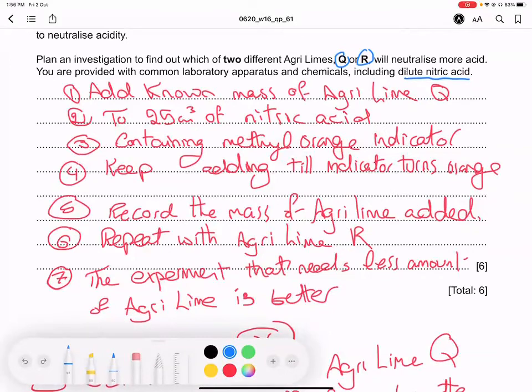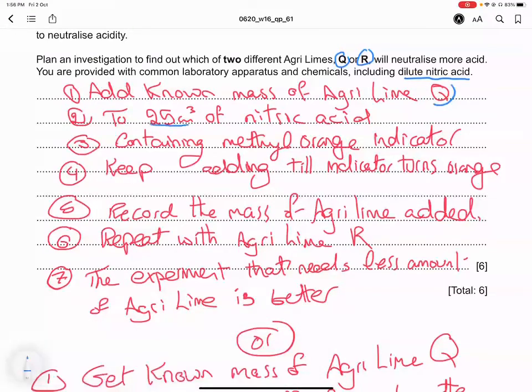Add a known mass of agri-lime Q to 25 centimeter cube of nitric acid. So he got a beaker with 25 centimeter cube of nitric acid, and he started adding agri-lime Q, and he knows the mass he's adding. Okay, containing methyl orange indicator. Here he put methyl orange indicator or any indicator you'd like. Just know the color change in the acid.